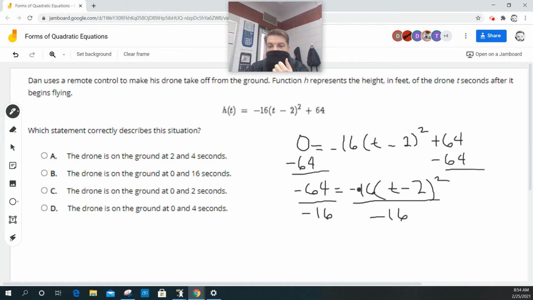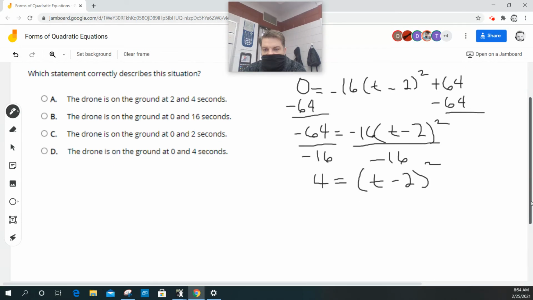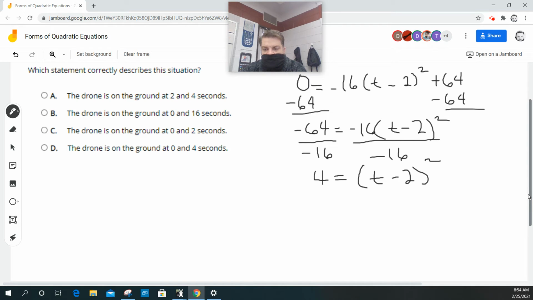Okay? So when I do that, the 16s cancel. What's 64 divided by 16? 4. Positive 4, right? When you divide a negative by a negative, you get a positive 4. And so then this becomes t minus 2 squared. Okay. Well, that's the same as this, right?